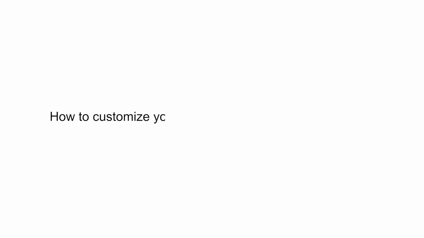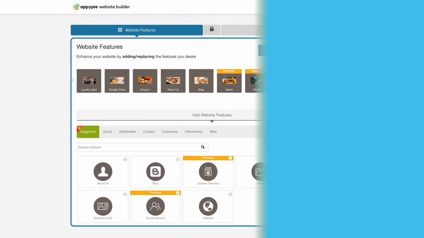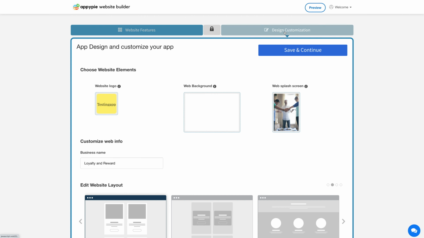Hello guys, in this video tutorial we will tell you how to customize your web design to change the look and feel of your website. Log into your Appy Pie account and go to the website features section. Click the design customization tab and you'll be redirected to the customization page.